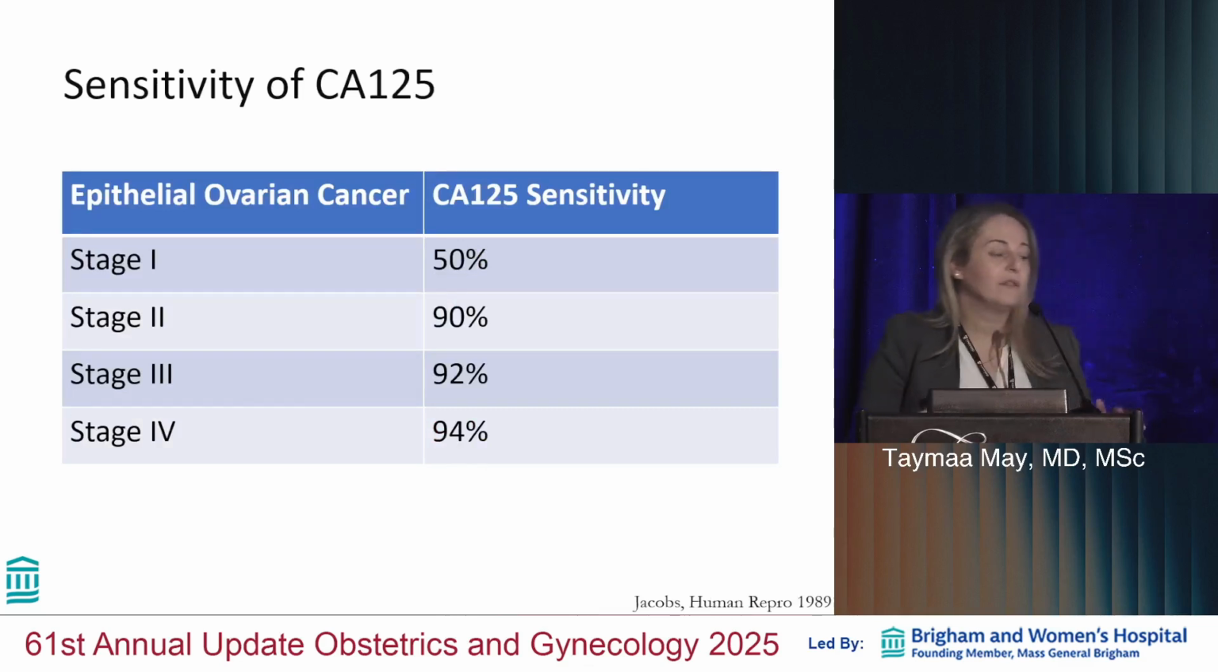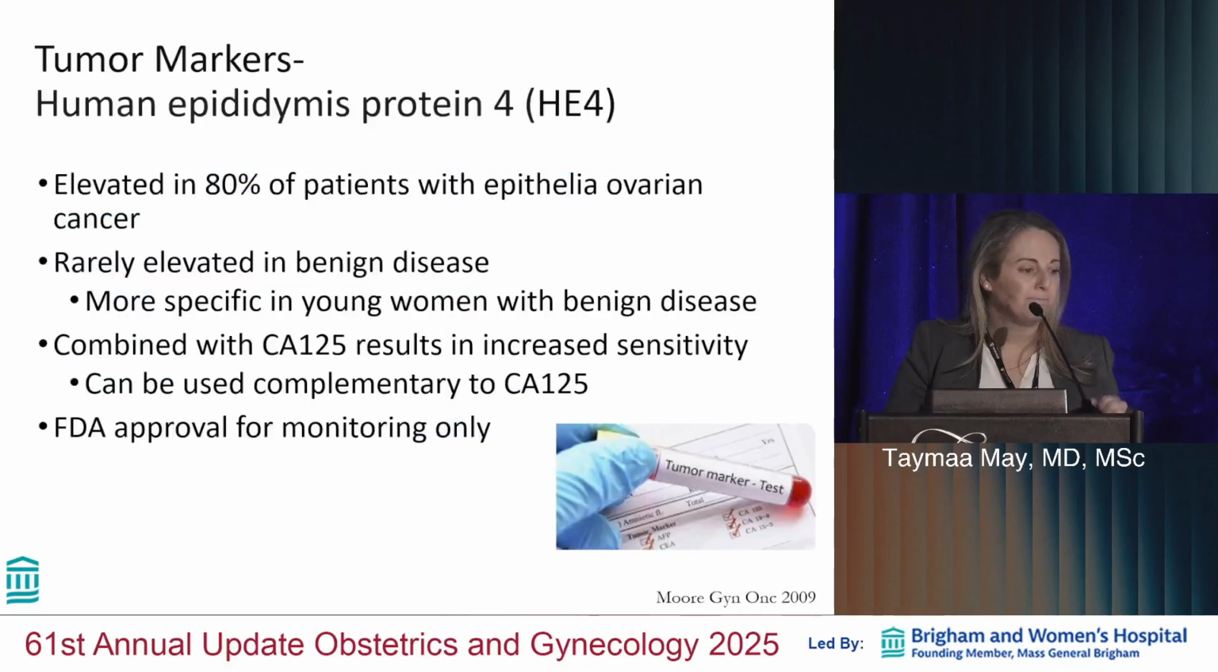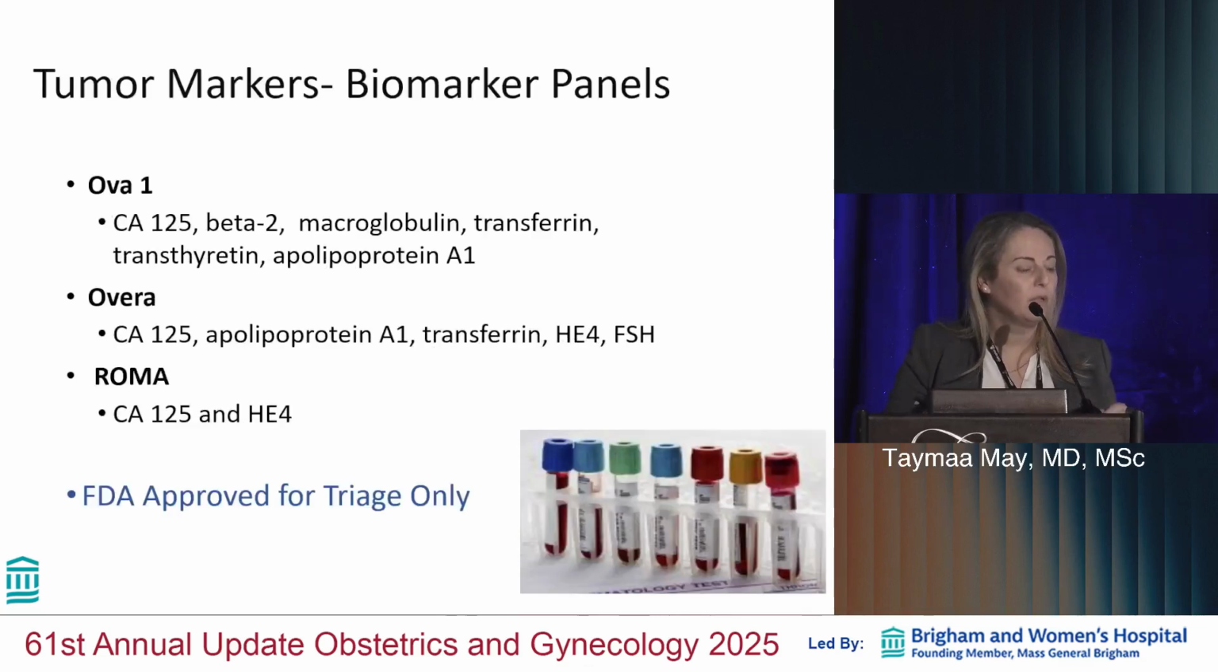Sensitivity of CA125 is more if it's advanced disease. So again, if it's advanced disease, usually you can see it on scans. You don't really need the CA125 to tell you, but it's helpful as a marker. For early stage disease, the CA125 positivity is only 50%. Other markers, HE4, for example, elevated in 80% of patients with epithelial ovarian cancer, rarely elevated in benign disease. More specific, in young women with benign disease, combined with CA125, increases the sensitivity. So some tests combine both, which can be helpful.